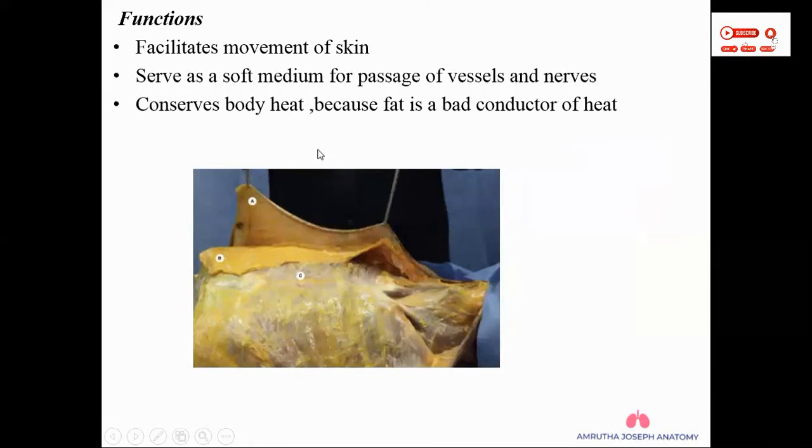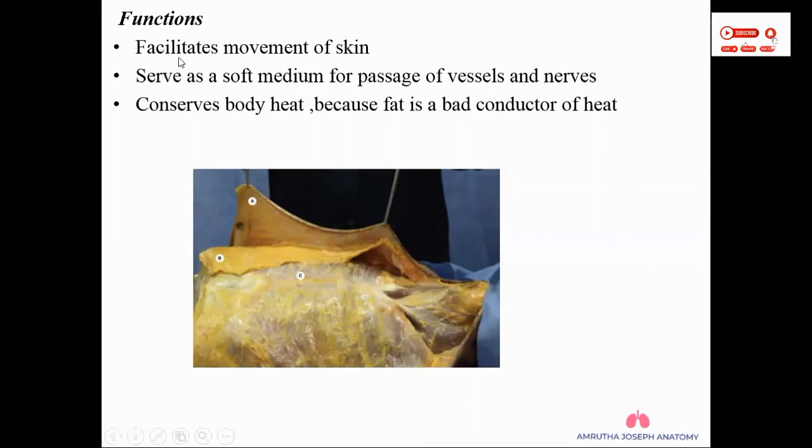Coming to the functions of the superficial fascia, remember always, when you remove the skin, which is mentioned here as A, the one that you can see below is the superficial fascia, represented as B. And when you remove the superficial fascia, you will see the deep fascia. Deep to the deep fascia, you will see the muscle. The brown color that you can see here is the muscle.